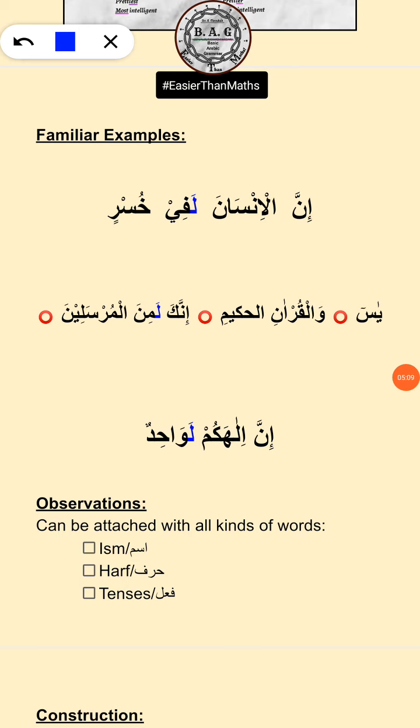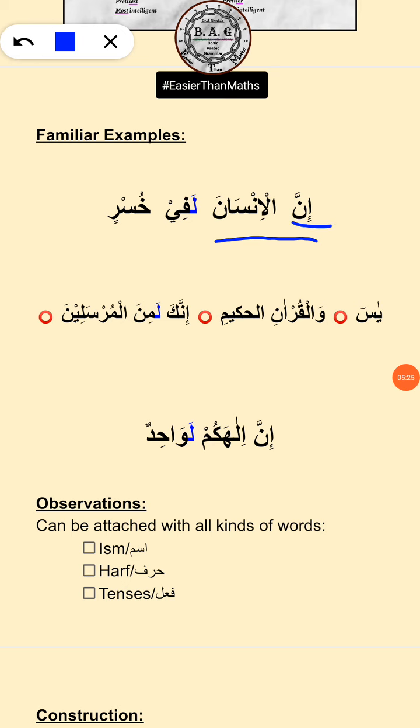Okay, you didn't exactly recognize it. So that's what I'm going to point out today. All right, so innal insana lafi khusrin. Forget about the next part. Simply focus on innal insana. You guys know what innal insana is.